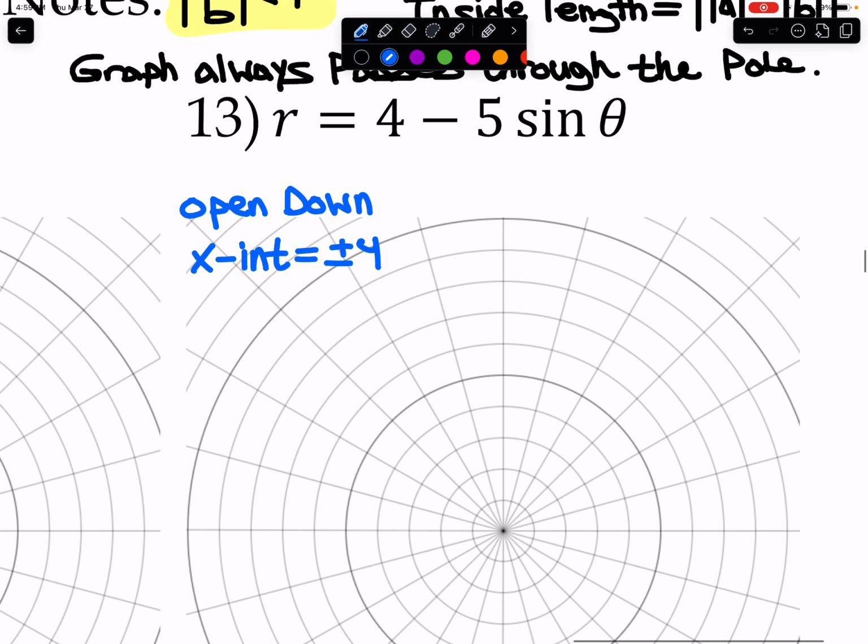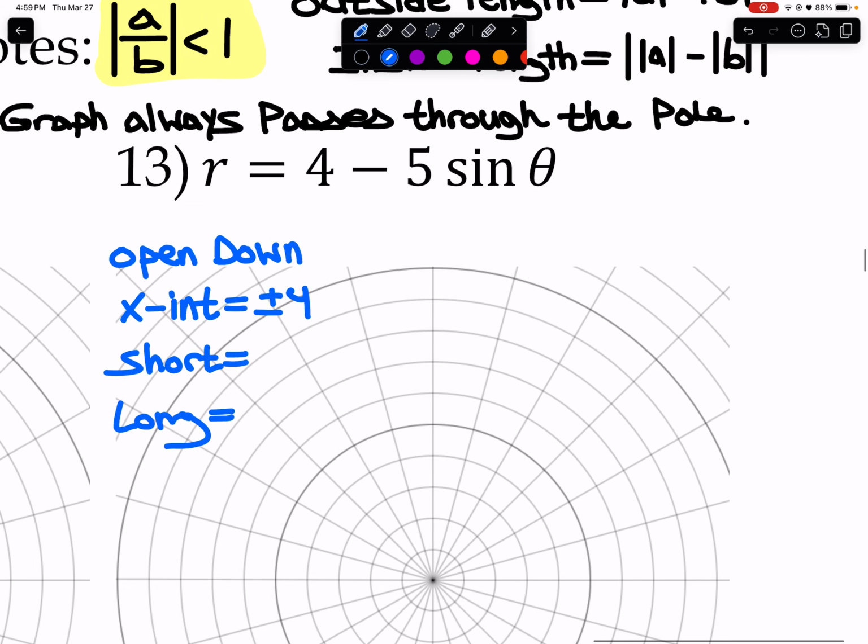And then I need to find the short and the longer side. So the shorter side is the inner loop. So you can just say the short side. And then I need to find the length of the longer side. So the short side is just going to be the absolute value of 4 minus the absolute value of 5. And I want the absolute value of that. So that tells me it's going to be 1. And then I want to do both of those values added together, which would give me 9.